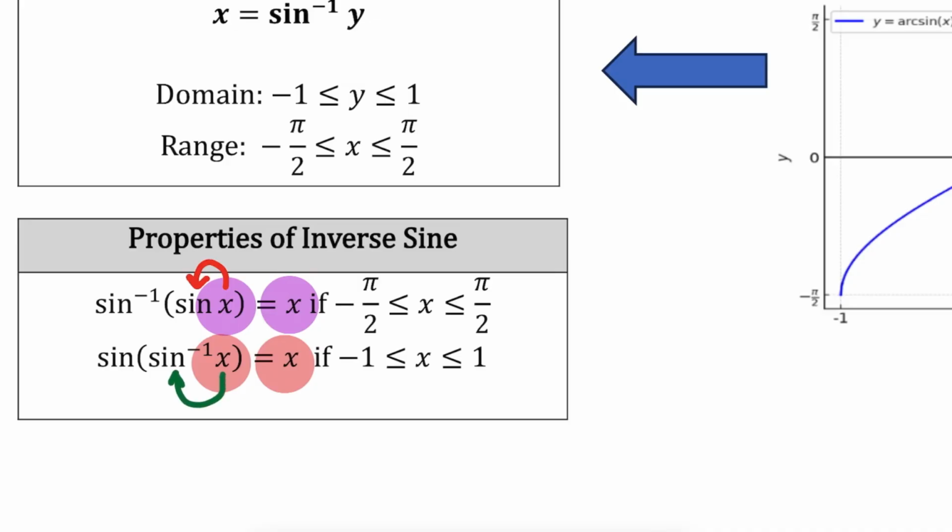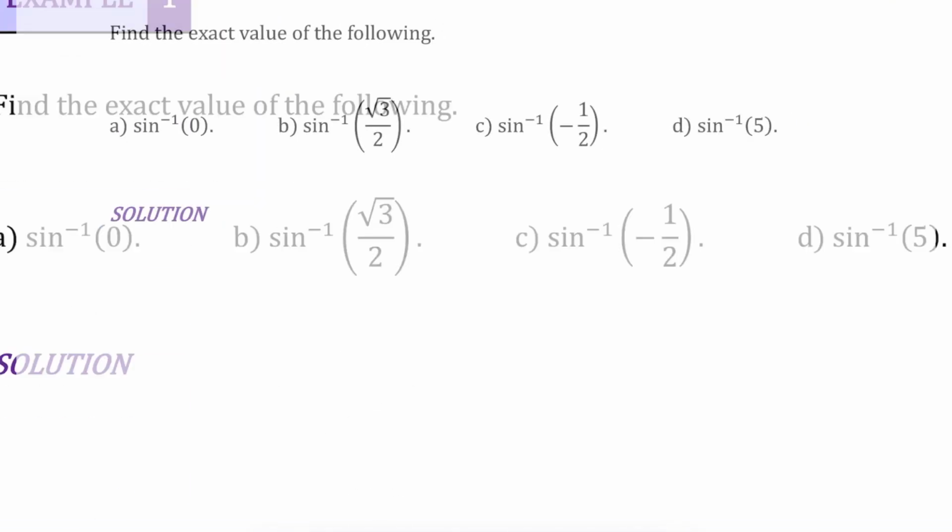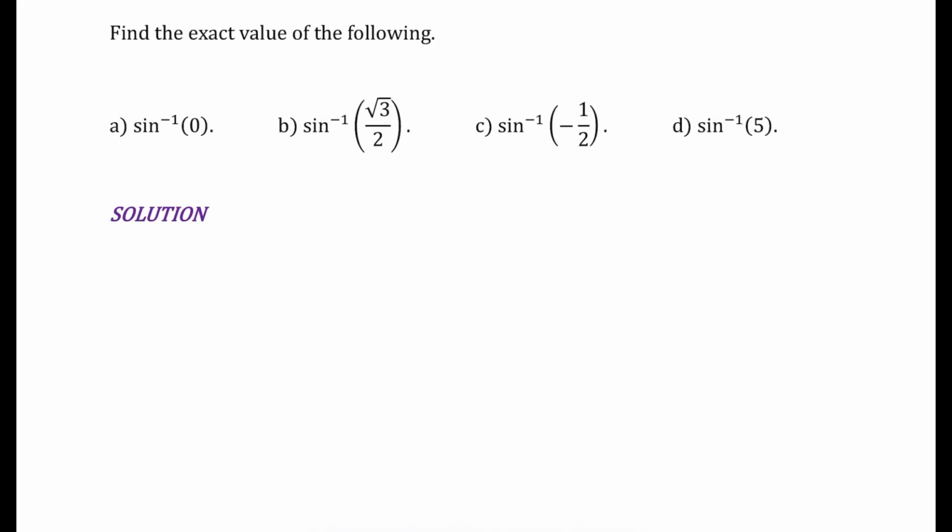So x here stands for the domain of inverse sine. The domain for inverse sine must be from -1 included until 1 included. So that is how you want to find out what your domain is. Now let's apply the formula here.